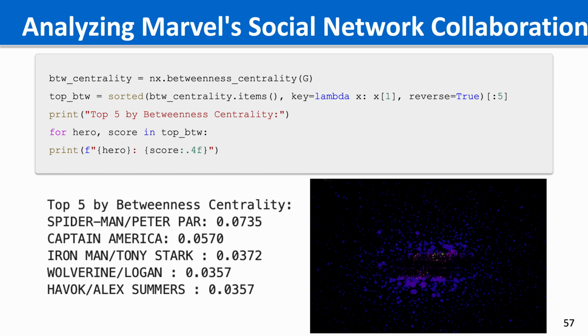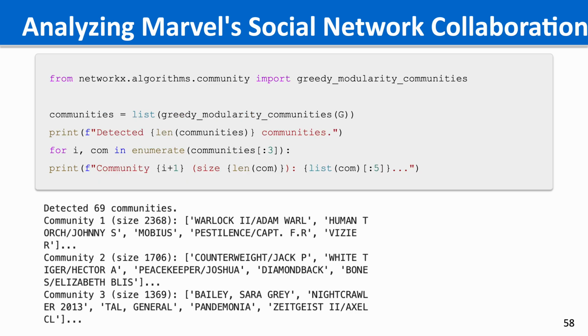Now look at Wolverine and Havoc. They don't have the most friends, but they still act as bridges between key groups. That's the magic of betweenness centrality. You don't need to be the most connected. You just need to be strategically positioned. So the lesson here, in networks, real or fictional, it's not just about who you know. It's also about who depends on you to reach others. That's true power.